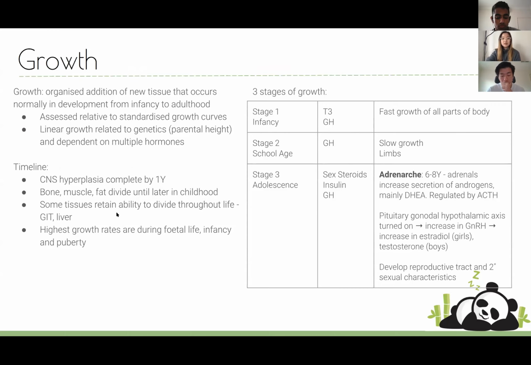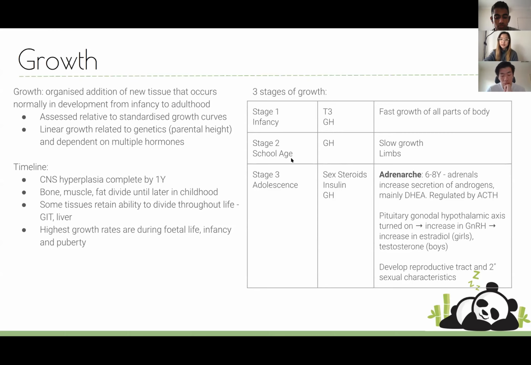And then throughout your life, things like your GIT and your liver can retain the ability to divide. You tend to have your highest growth rates during fetal life, infancy, and puberty, which is pretty obvious. And then you have these 3 stages of growth. So stage 1 is in infancy, and the hormones involved are your thyroid hormone as well as growth hormone, and you have fast growth in all parts of your body.